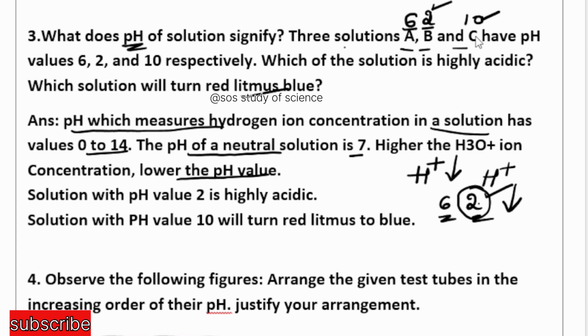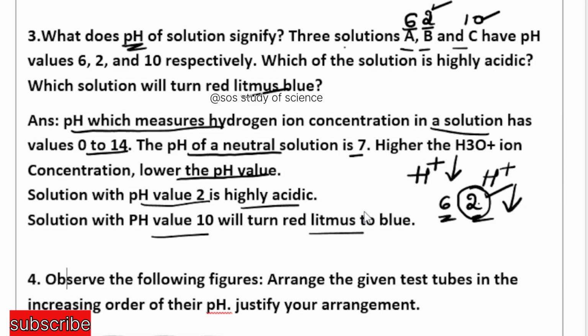Then solution C will turn the red litmus blue. Very easy, my dear student. This kind of question will be asked in the examination. See, a solution with pH value 2 is highly acidic, and pH value 10 will turn the red litmus paper blue. I hope you understood this question.